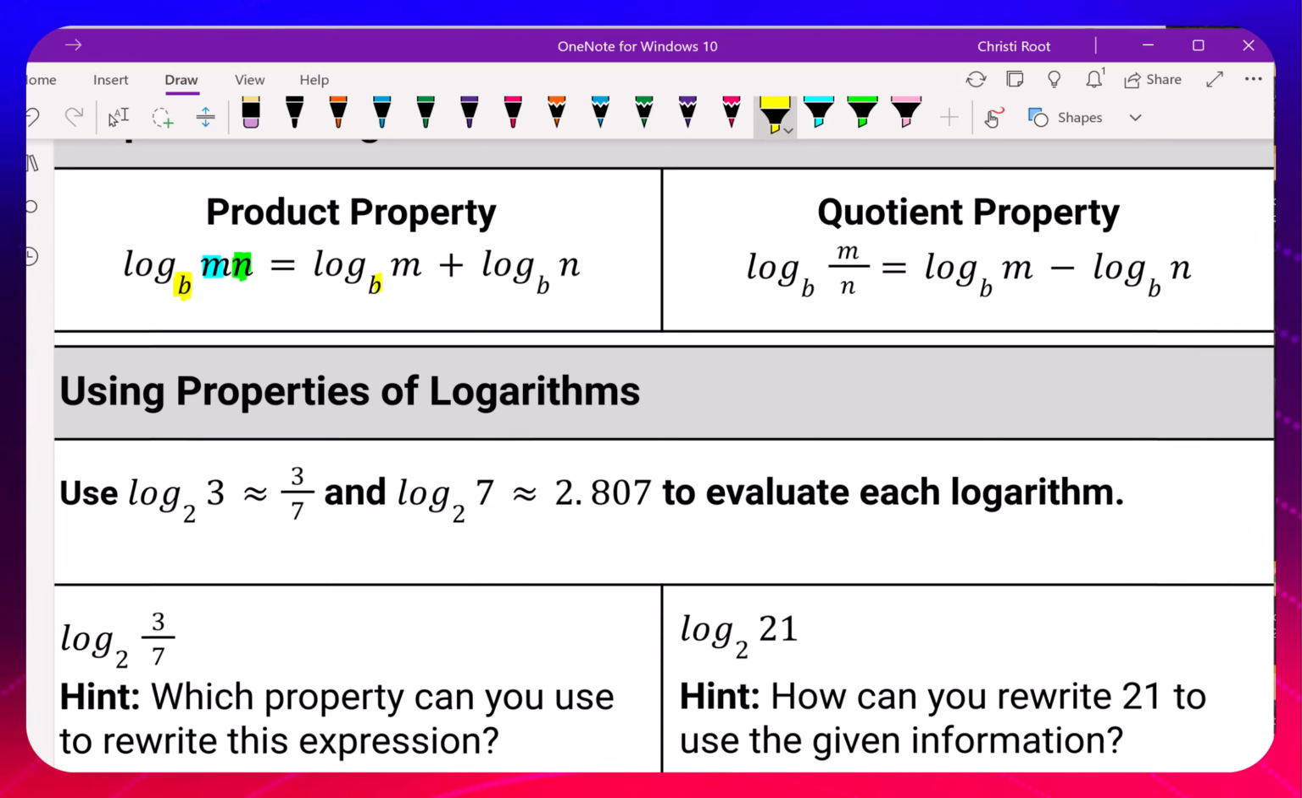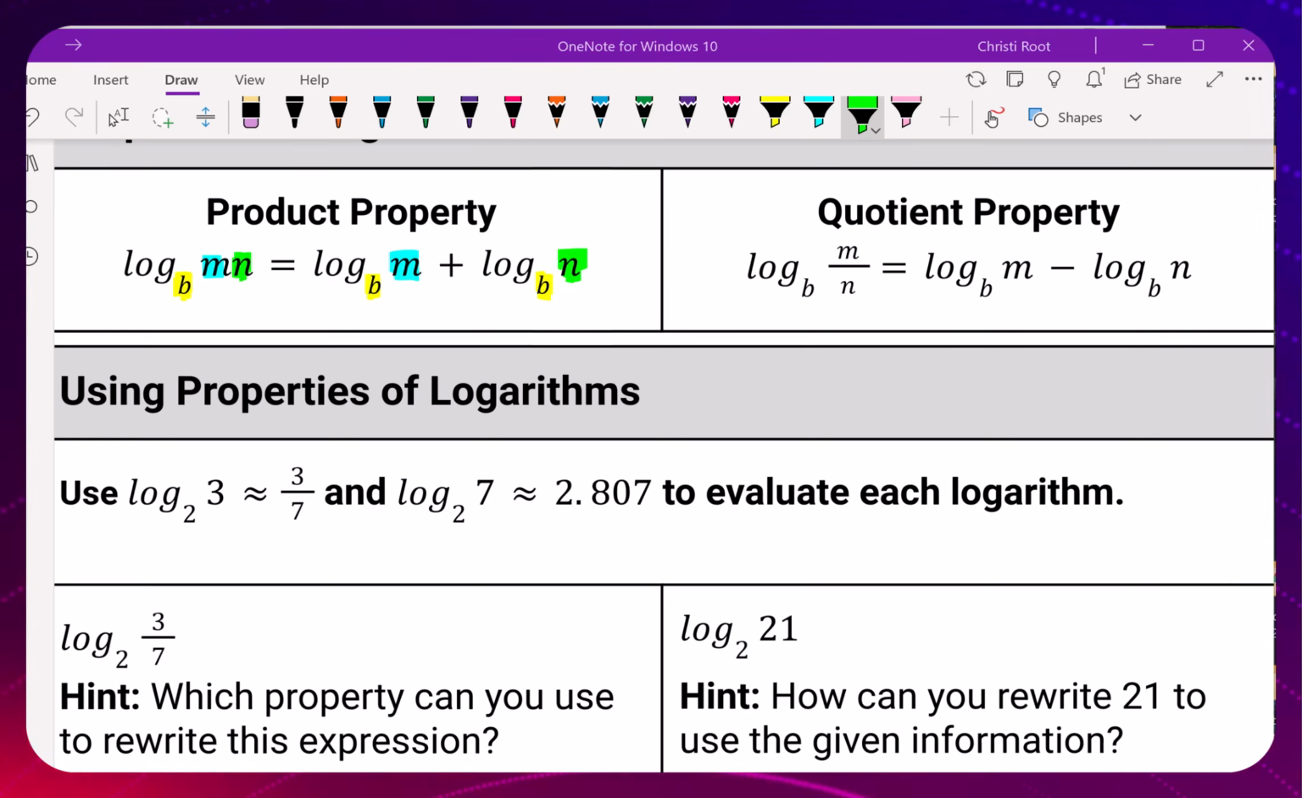Just make sure that you have the logarithm of the same base, but instead of writing them together as a product, you can separate them using addition. It just helps remember the property. If you multiply the same base, you add your exponents. So if you have a product property, you're going to add the separated logarithms.